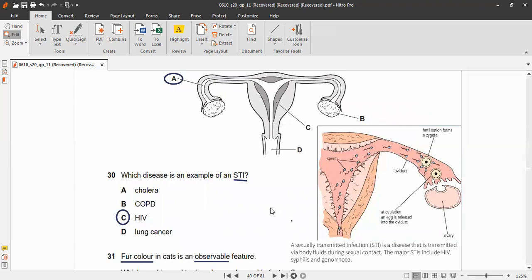Which disease is an example of an STI? It's a sexually transmitted infection, a disease that is transmitted via body fluids during sexual contact. The major STIs include HIV. So the correct answer is C.